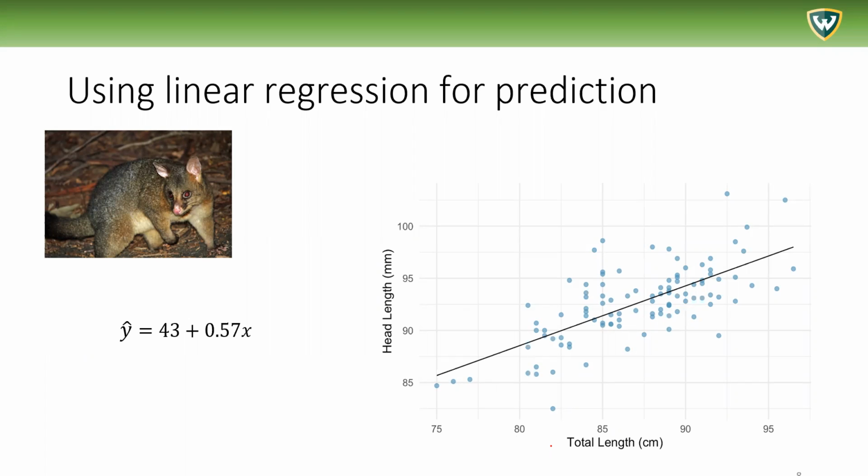So we have one variable here, total length, the total length of the animal. And each dot is a possum that has been analyzed. And here on the y-axis we have head length. So we're observing a linear relationship here, a positive linear relationship. The higher the total length of the possum, usually the bigger the head.